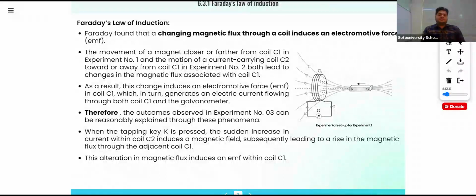Faraday's first law. I will explain it here. Faraday's first law.